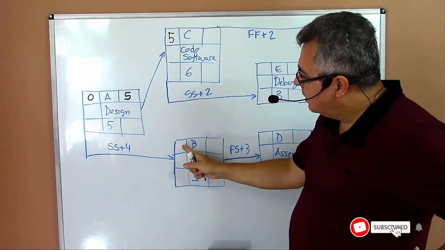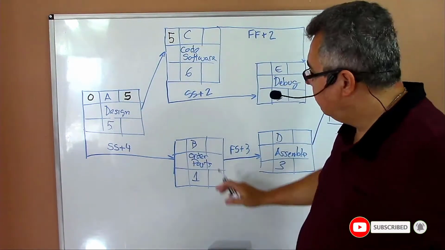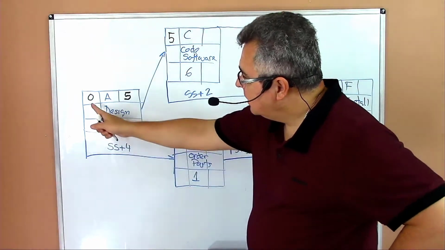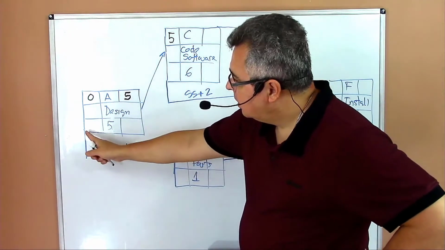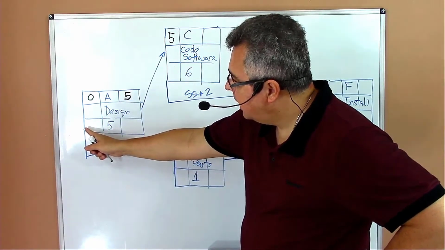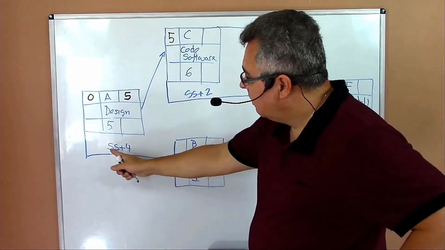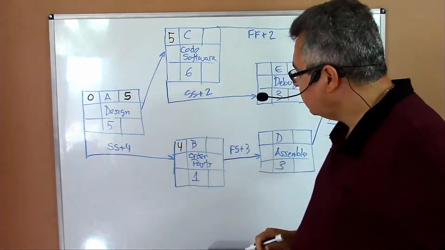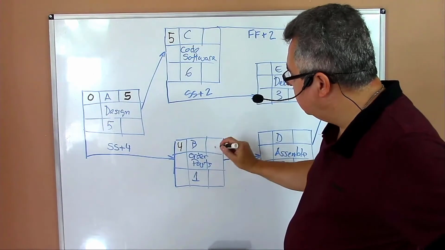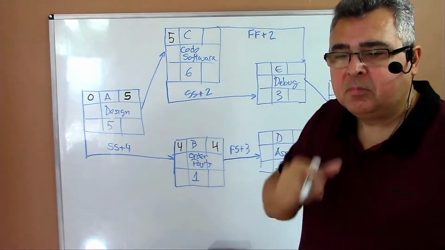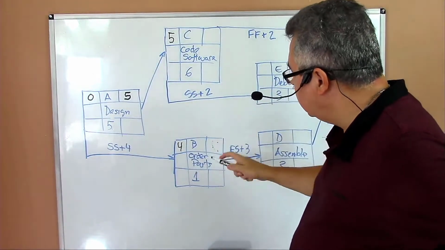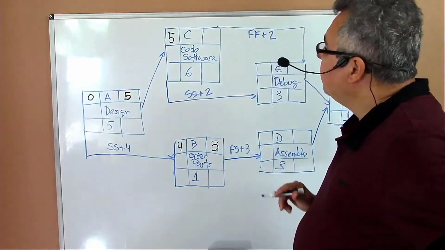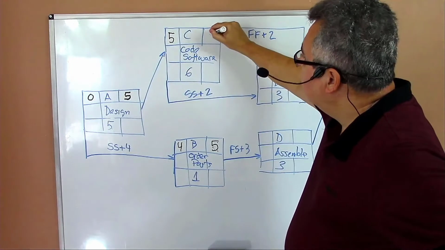What is the early start for task B? So that's 4. Why 4? Because that's a start to start relationship. It means that task B will start together with task A. But because I have a lag of 4, the starting date for B is 4. And then I can move here, 4 plus 1, 5. Okay. For task C, 5 plus 6, 11.